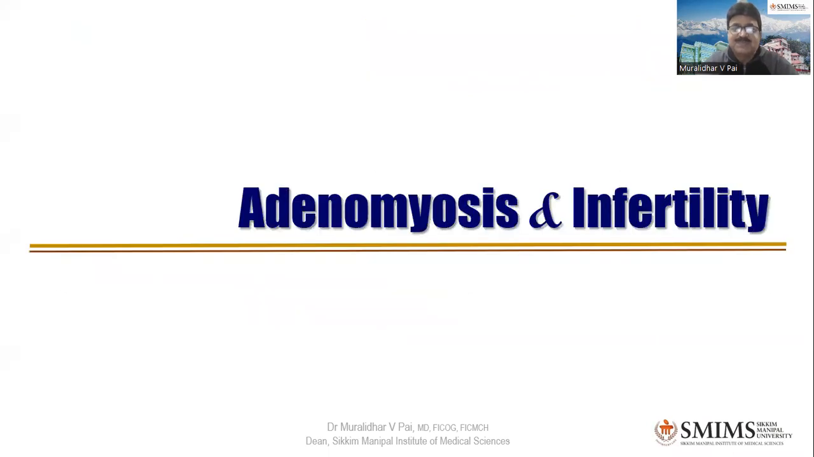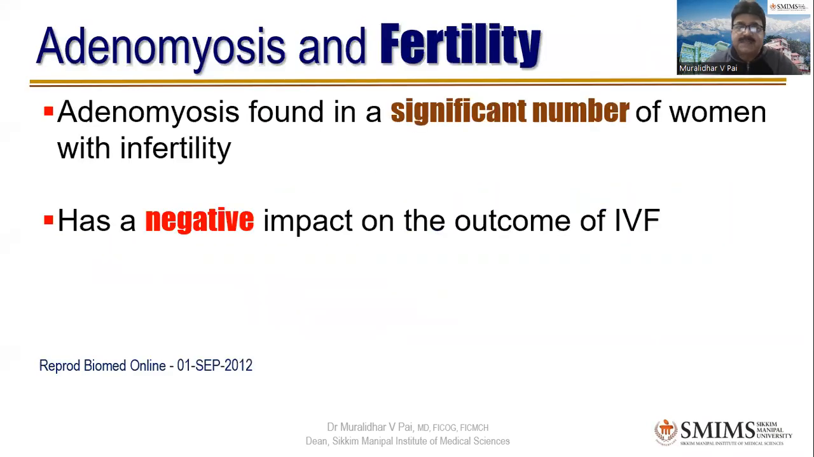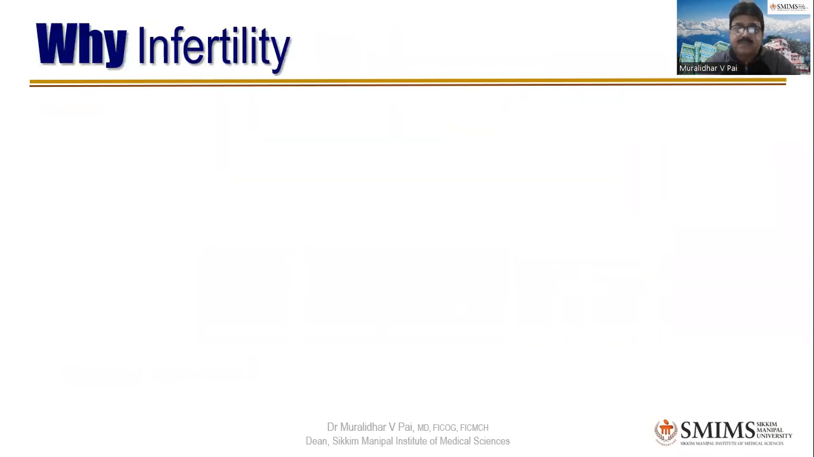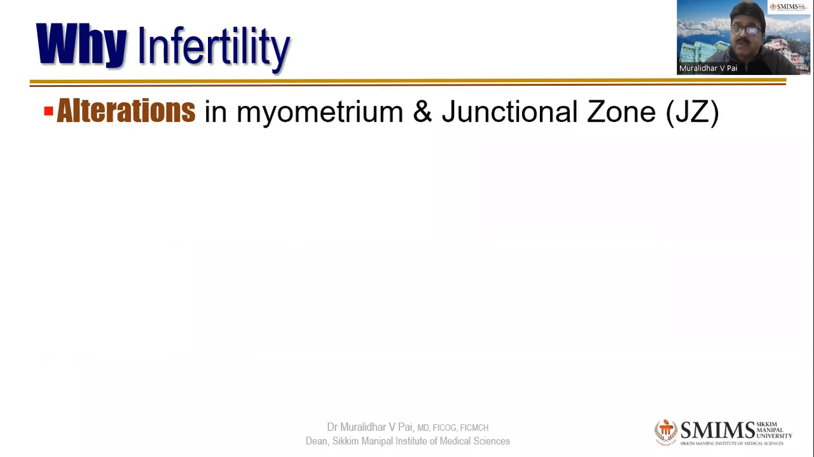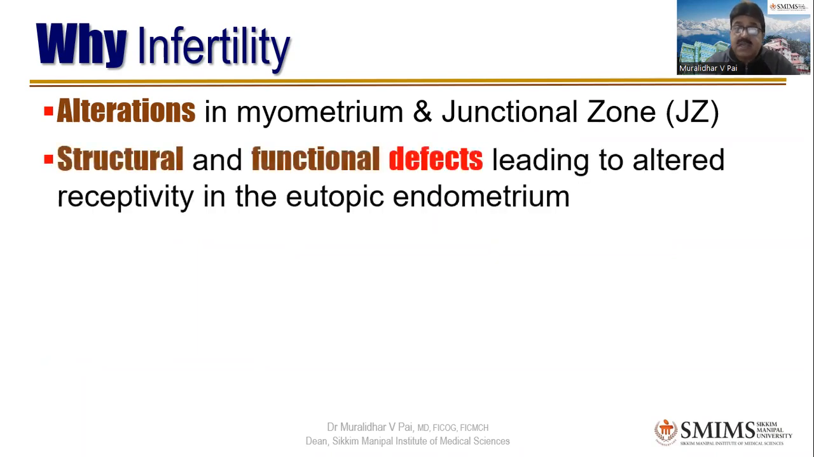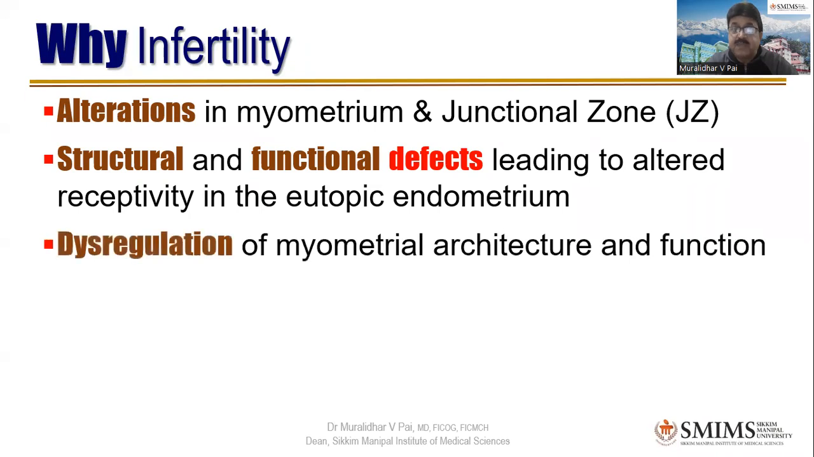Five fingers are different. So adenomyosis and infertility, let's see. Adenomyosis is found in a significant number of women with infertility, and it has a negative impact on the outcome of IVF. Why is there infertility? It may be because of alterations in the myometrium and junctional zone, structural and functional defects leading to altered receptivity in the eutopic endometrium. Though the problem is in the myometrium, this can have a damaging effect on the eutopic endometrium in structure as well as its function. Dysregulation of myometrial architecture and function.